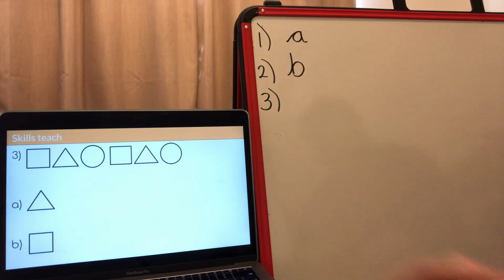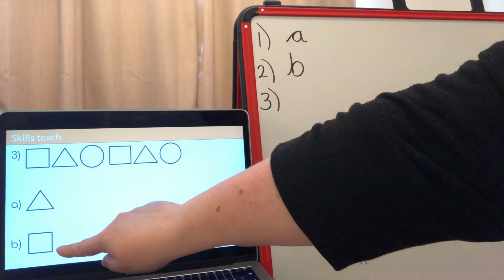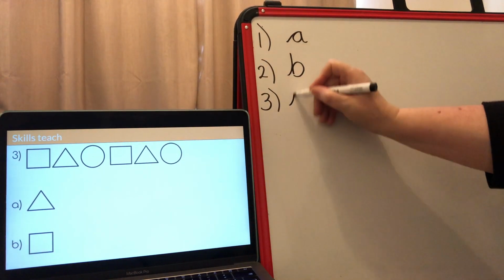So what am I going to need next? What always comes after the circle? It's a square, isn't it? So the answer's B.